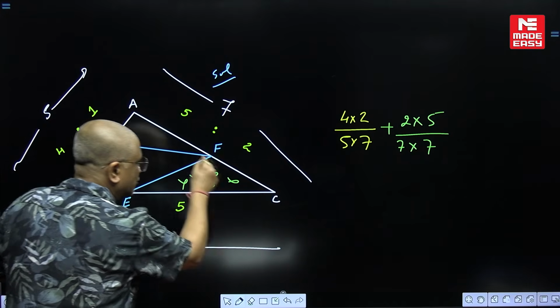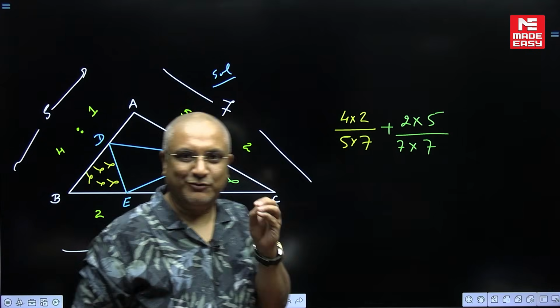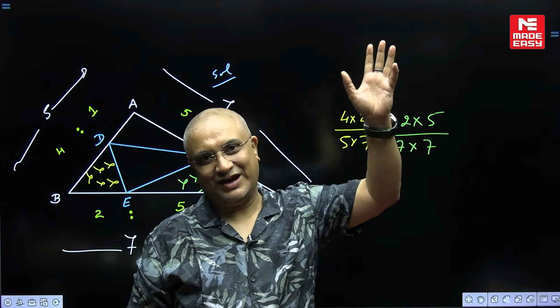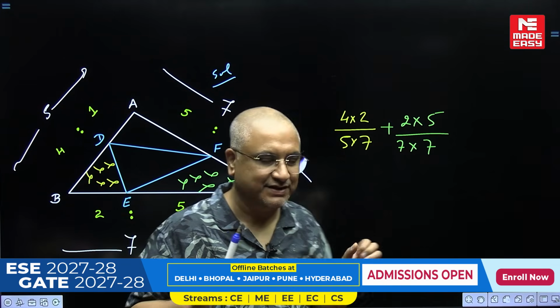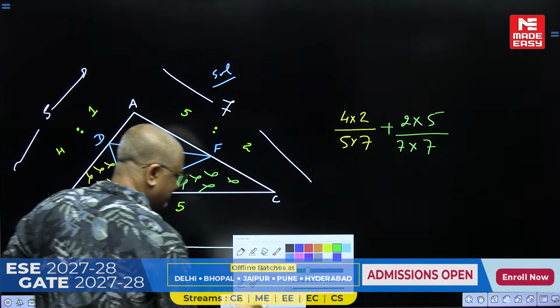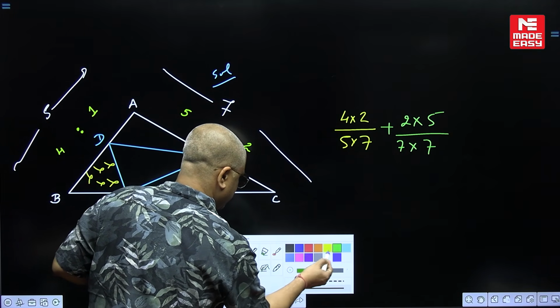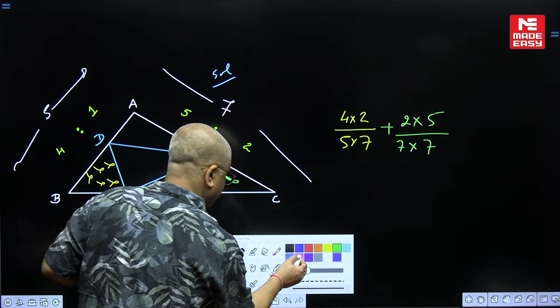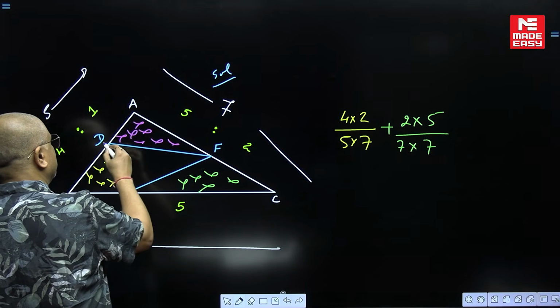This 2 into 5 divided by 7 into 7. So it is 10 upon 49 fraction of the larger area. Am I right? Am I making absolute sense with everybody? Now let's have a look at the third one. Let me take say pink color as such. This pink triangle, what fraction of area will it be?